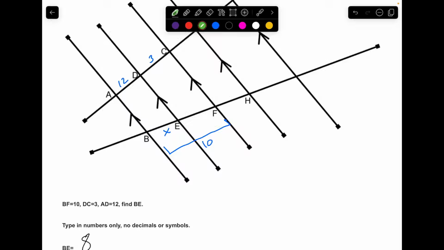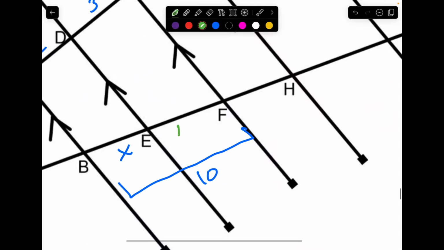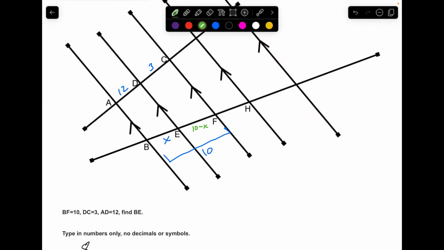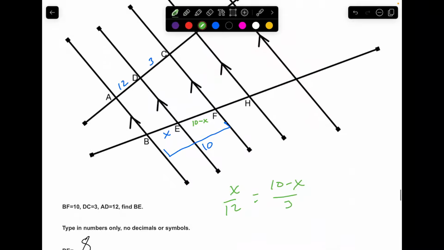First way that is probably the most obvious for most people would be to call this 10 minus x and to say x over 12 equals 10 minus x over 3. Perfect. Check your cross products. You can do it different ways as long as you have the same cross products.